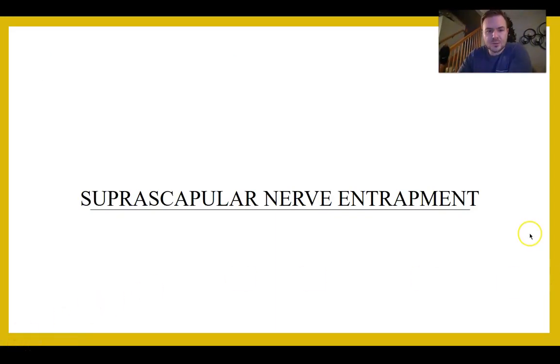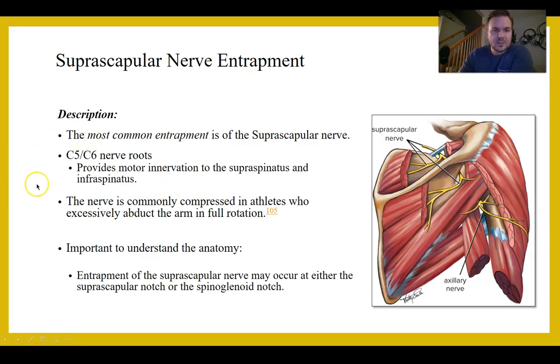All right, let's talk about suprascapular nerve entrapment next. This is the most common type of nerve entrapment. It involves the C5, C6 nerve roots, but this is a peripheral nerve issue. It provides motor innervation to the supraspinatus and the infraspinatus. The nerve is commonly compressed in athletes who excessively abduct the arm in full rotation, meaning overhead athletes, throwers, swimmers, etc. It's important to understand the anatomy.